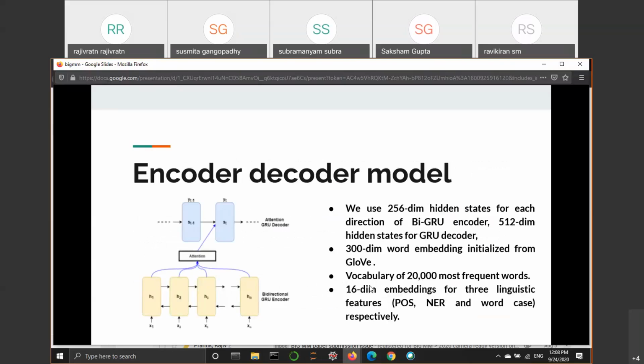So we have used a basic encoder decoder model with bi-directional GRU units, and we are using 256 hidden states for the encoder and 512 hidden states for the GRU decoder, and we are using a 300 dimension word embedding from GloVe, and we have limited our vocabulary to 20,000 keywords. Yeah, you can go to the next slide.